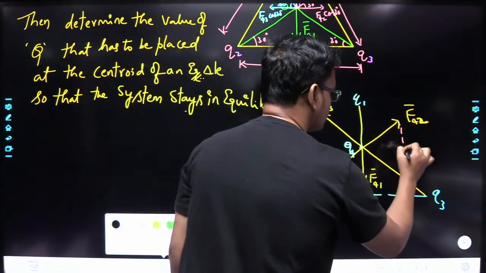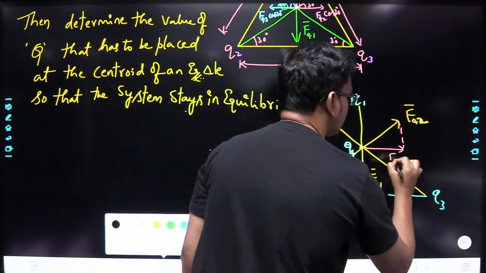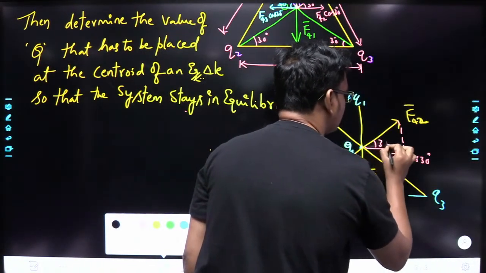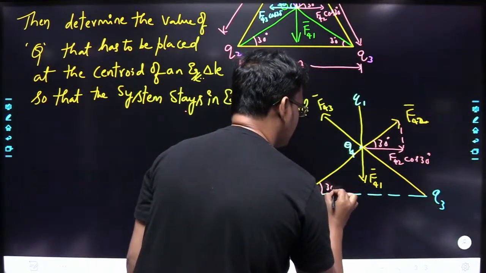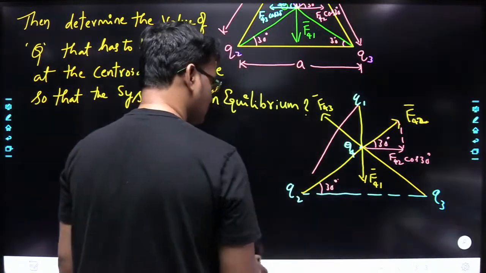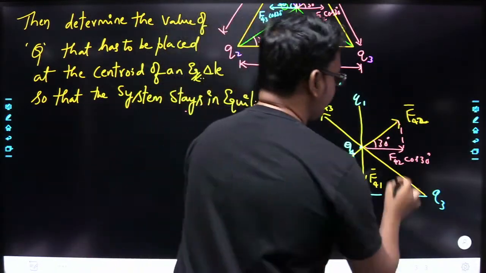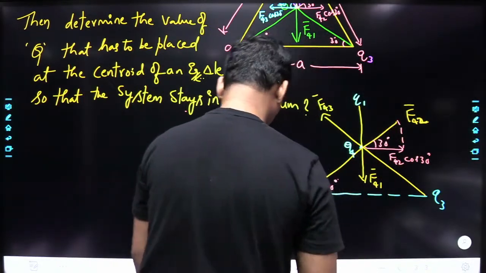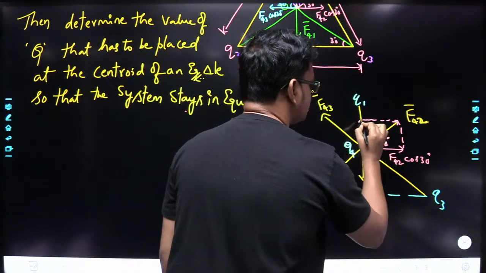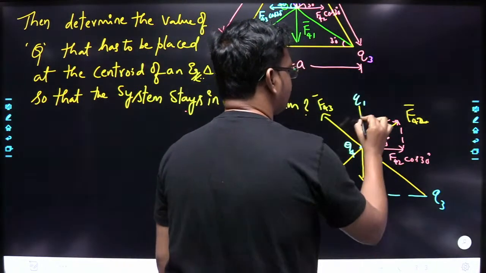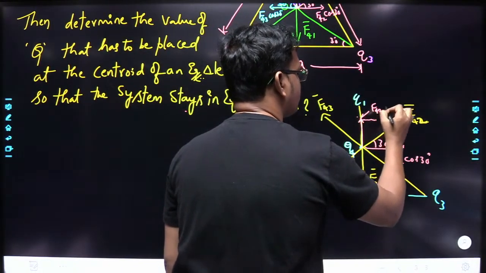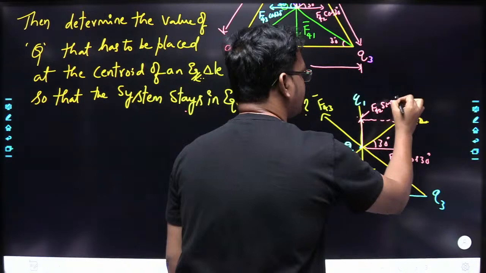So here we got this as what here? F42 cos 30 degrees, yes or no? This angle is what? 30 degrees. This angle is 30 degrees, right? So this is the equilateral triangle, okay. Next, its component, this one will be what here? This one will be F42 sin 30 degrees.